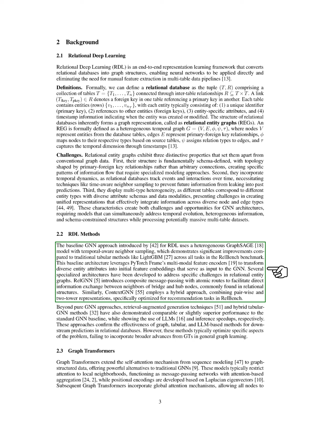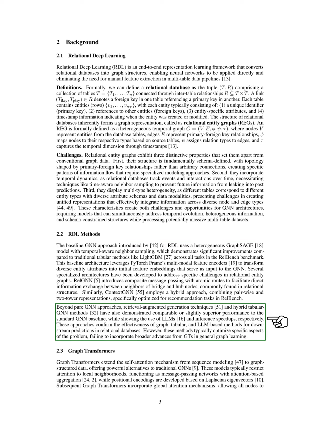Various specialized architectures have been created to address specific challenges in relational entity graphs, confirming the effectiveness of combining graph, tabular, and LLM-based methods for predictions in relational databases. However, these methods often focus on narrow aspects of the problem and do not fully leverage the broader advancements in graph learning. Section Summary. In this section, we discuss the challenges of extracting predictive patterns from relational databases, which traditionally rely on manual feature engineering.